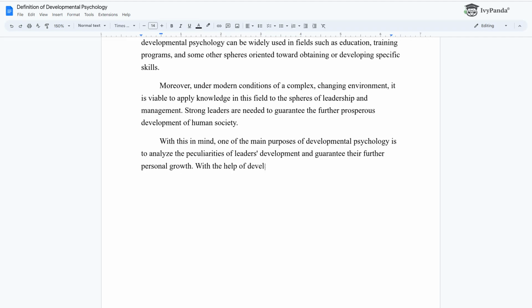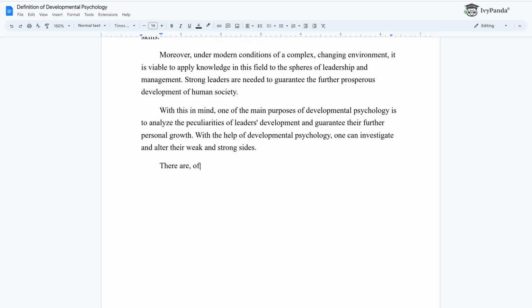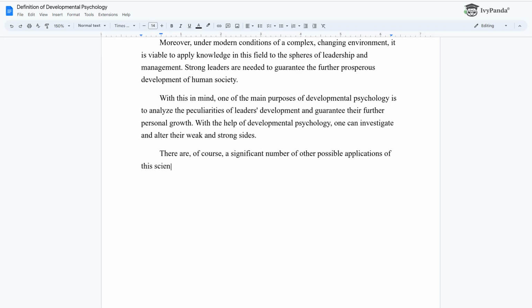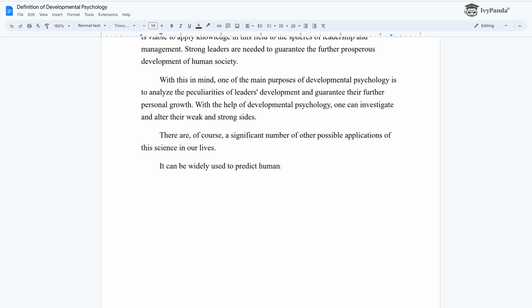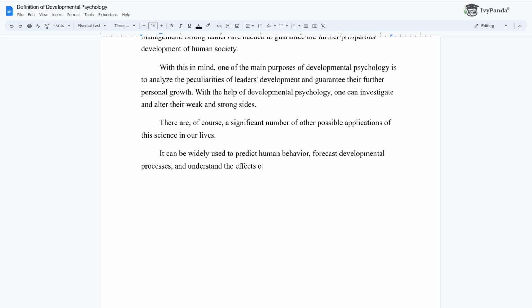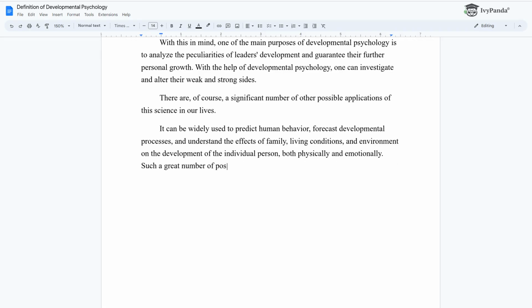With the help of developmental psychology, one can investigate and alter their weak and strong sides. There are, of course, a significant number of other possible applications of this science in our lives. It can be widely used to predict human behavior, forecast developmental processes, and understand the effects of family, living conditions, and environment on the development of the individual person, both physically and emotionally. Such a great number of possibilities shows the universal character of this issue.